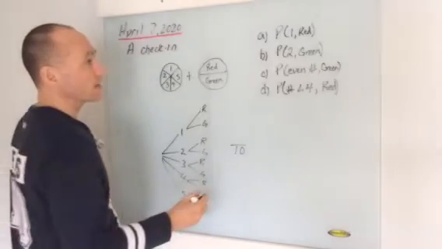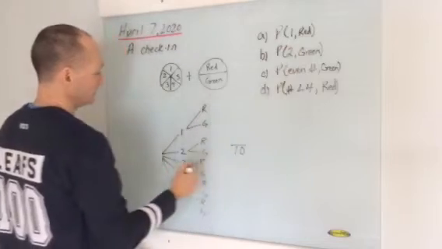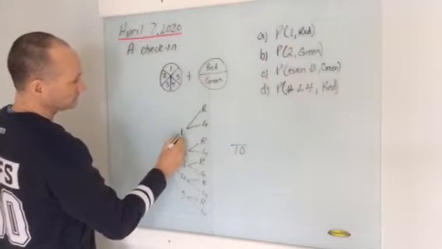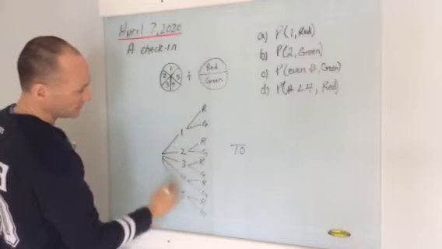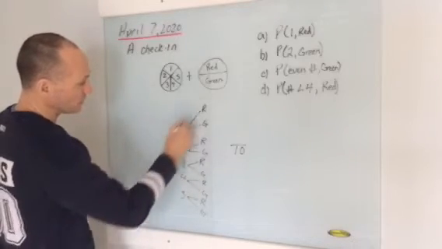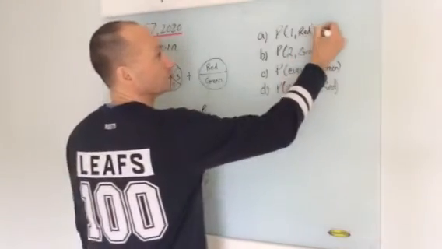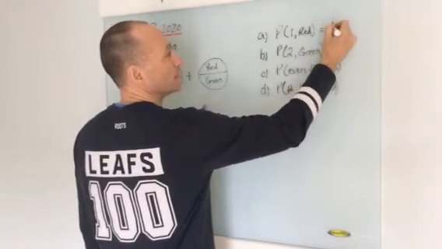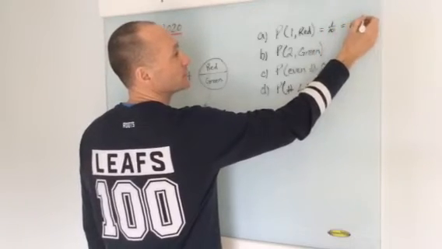So what is our desired outcome? Our first desired outcome is a 1 and a red. So we look for the 1 and then we go red. How many options are 1 and red? Well, the only possible outcome that is 1 and red is 1. So there's 1 out of 10. So that would give us 1 out of 10, and as a percent, that would be 10%.